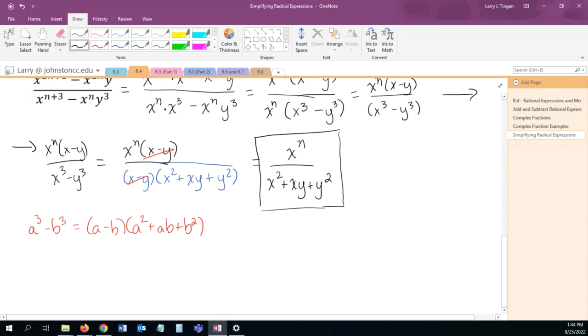The result of that cube being broken down typically does not factor. It would if there was a 2 in front, but there's not, so we would just leave it exactly like this.